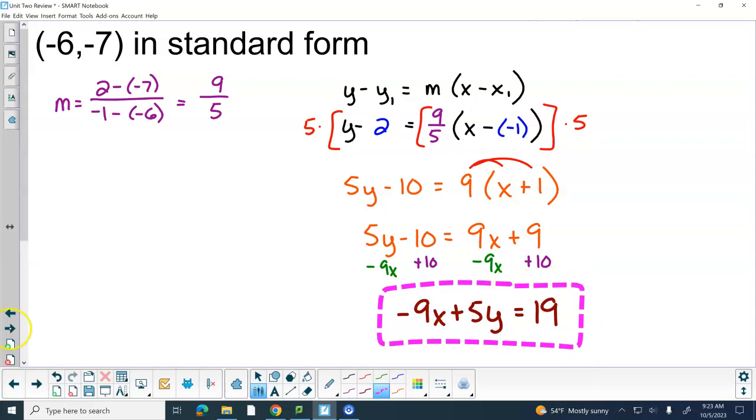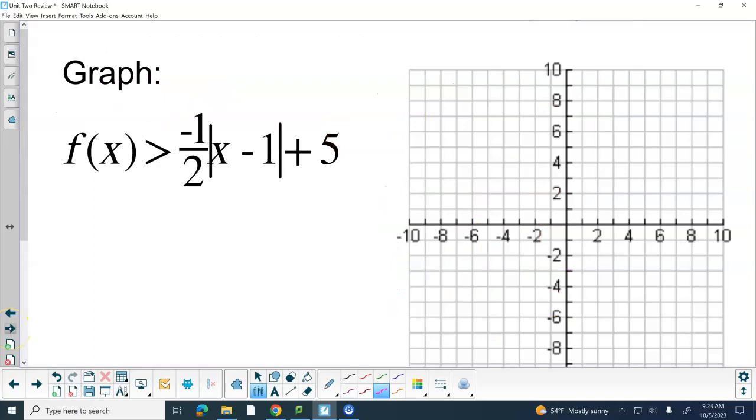Seeing, hearing none. Let's go on to this next one. Now we're on the graph papers. I would like you to graph f of x. Remember, f of x is just the same as y. Y is greater than negative 1/2 times the absolute value of x minus 1, then plus 5. Graph that bad boy for me.